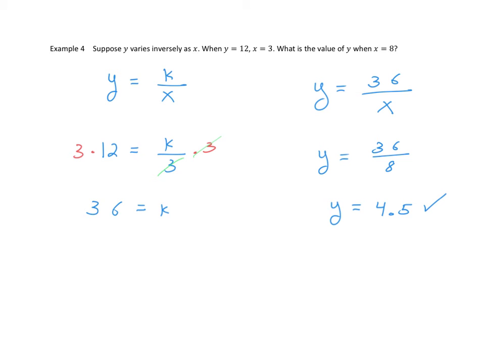So here, the x value increased, and the y value was at 12, but then it dropped down to 4.5, and that is something I would expect to happen if I had inverse variation.